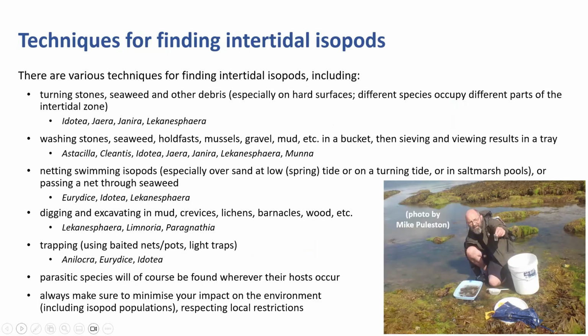Finding intertidal isopods, there are various methods for finding them, mostly non-specialist methods. Turning stones, looking under seaweed and other debris, especially on hard surfaces. You'll rarely find anything under stones on sand. Different species occupy different parts of the intertidal zone. Here's what we've found in Southwest Devon, grabbing some stuff there. So you'll find things like the common Idotea species and the Jaera species, and then much less common genera, like Sphaeroma, which you find in salt marshes and other places.